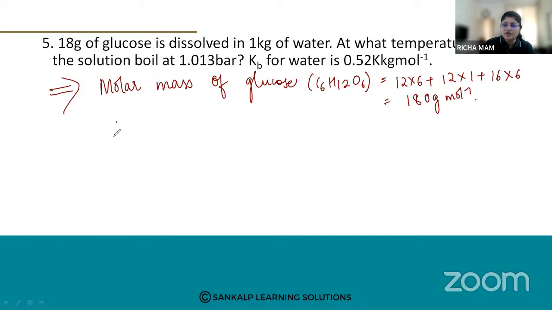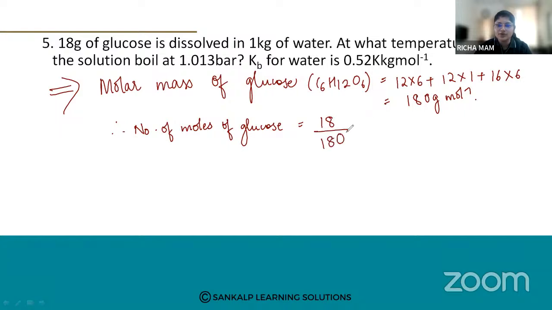Now, first you have to calculate the number of moles of glucose. How do you calculate the number of moles? Given weight upon molecular weight. So given weight is 18 gram upon molecular weight 180 gram per mole. The gram cancels, and then 18 upon 180 will be 0.1 mole. Okay, so this is the answer.